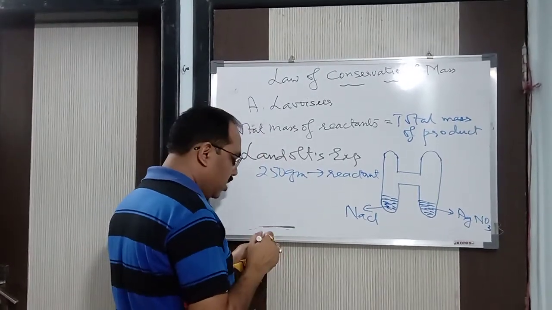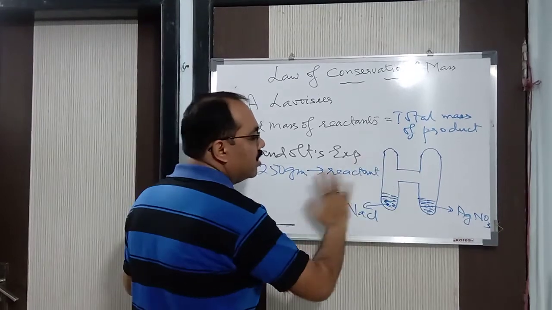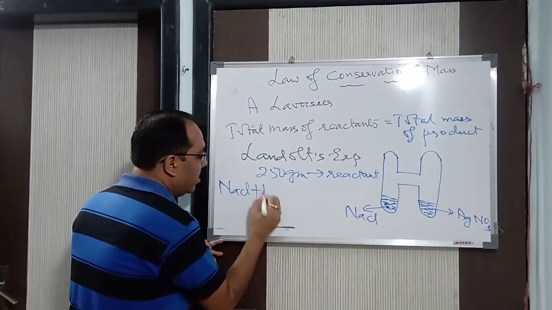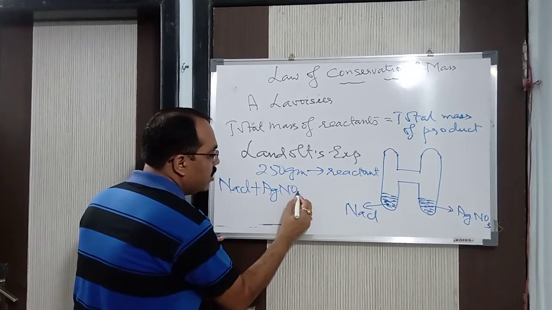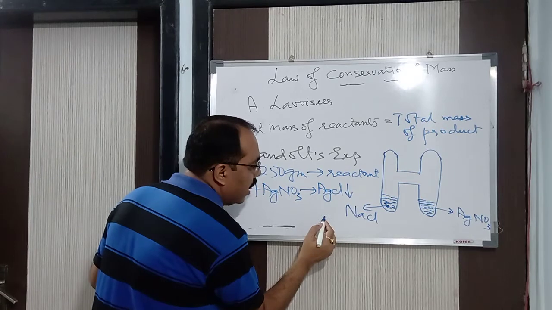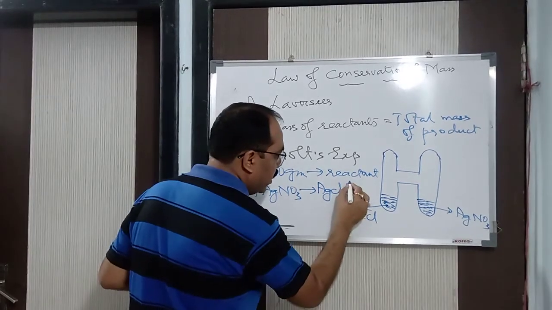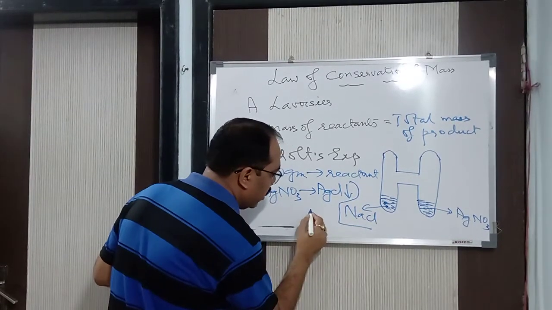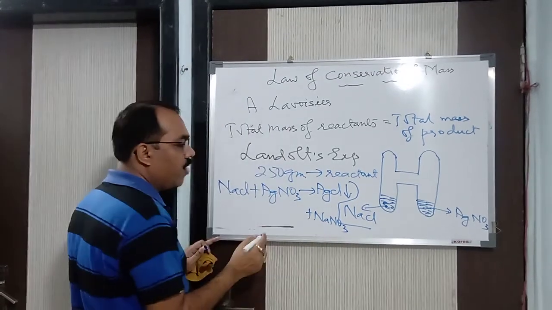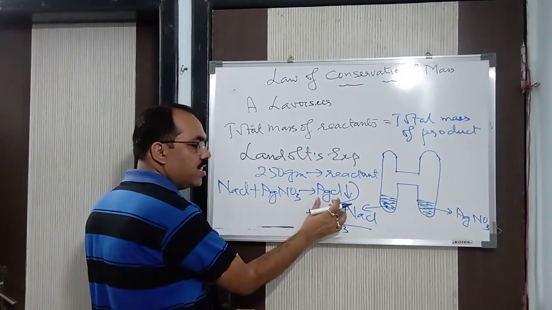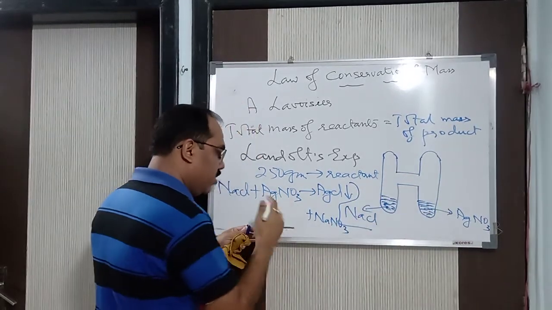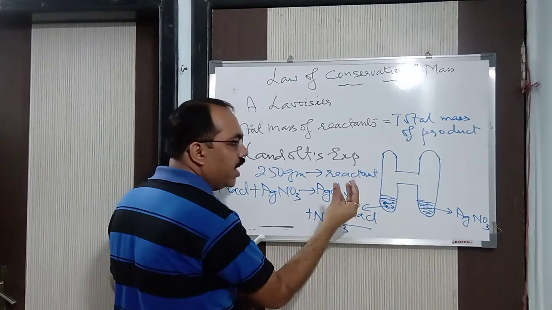Now you turn the tube upside down. Nothing else to do, just turn it upside down. When you turn it upside down, what will happen? NaCl will react with AgNO3. It is going to form a white precipitate, AgCl, plus NaNO3. This is a white precipitate. This is AgCl and NaNO3. So as soon as you turn it upside down, you will see a white precipitate is formed.